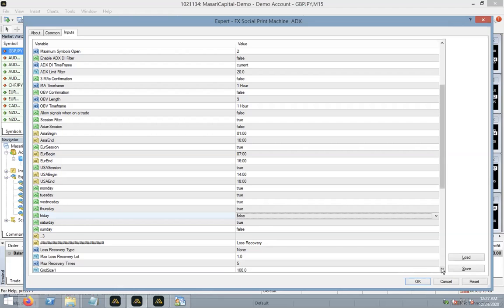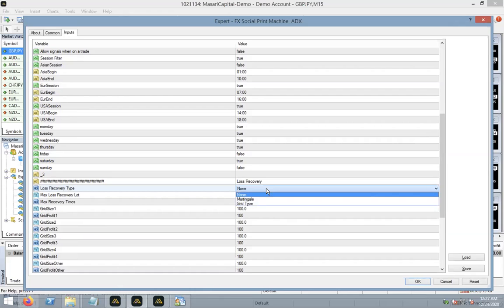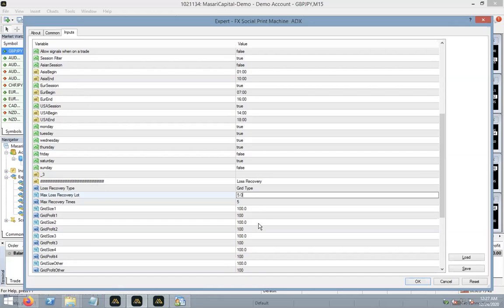Now, recovery type. I like to do grid, obviously. Recovery max lot. Max lot is like, what's the highest lot you're going to let it take? So this depends on your balance. So if you don't know anything, just put 5.0.